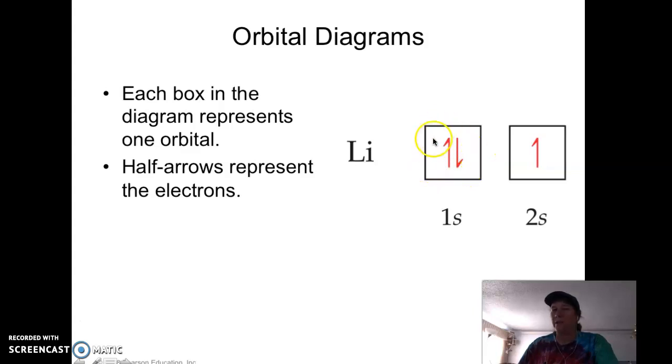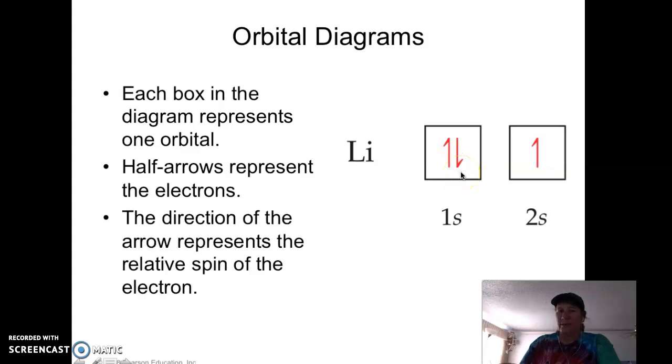So we can't draw them going in the same direction because they won't do that. The direction of the arrow represents the spin. So this 1 is the principal quantum number. This is the first level. This is 2. It goes down to the second level. That's where lithium is. The S represents the shape.